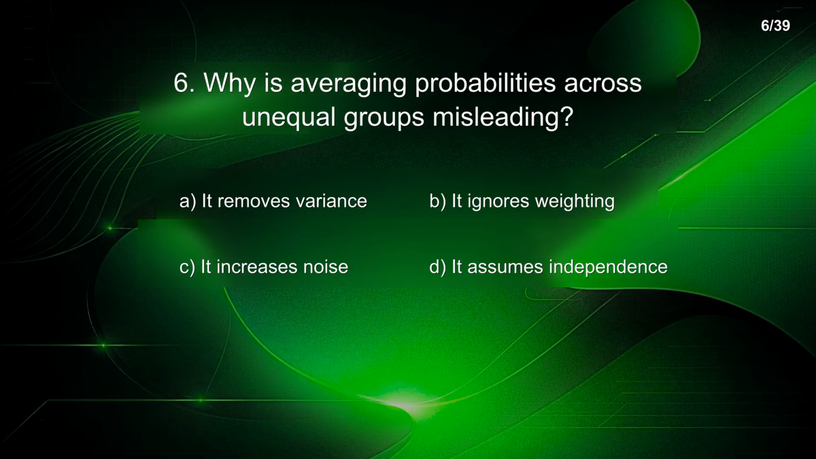Sixth question. Why is averaging probabilities across unequal groups misleading? A. It removes variance. B. It ignores weighting. C. It increases noise. D. It assumes independence. Correct answer is B. It ignores weighting.